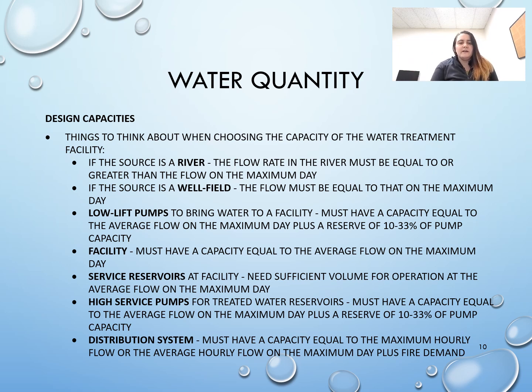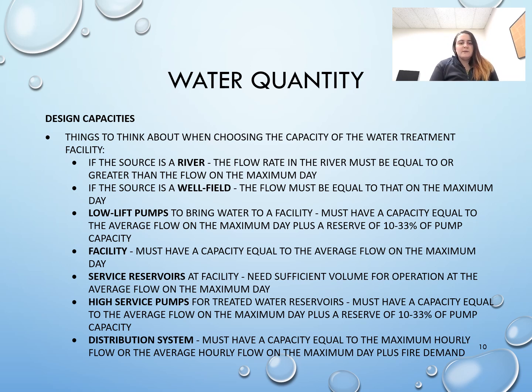So things like if your source is a river versus if your source is a well, we might want to use the maximum flow, right? So we might use the highest flow possible, the highest demand possible. So that's something to be aware of. If we're looking at our low lift pumps, we're going to want to look at a maximum daily water demand plus on average about 10 to 33% of the pump capacity, right? Because we can't have all the water go to zero in a pumping system or the pump burns out.